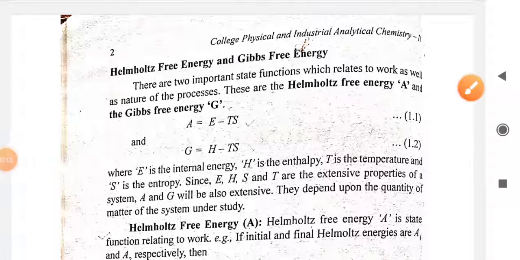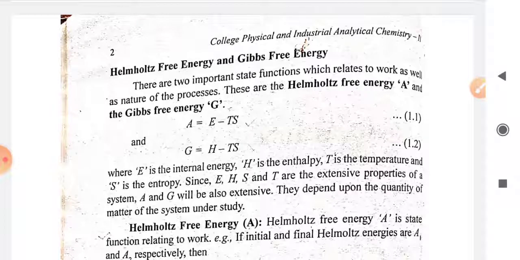So welcome back to the second lecture of physical chemistry, that is thermodynamics. Okay, chemical thermodynamics. In the previous lecture we saw the introduction to chemical thermodynamics and what we mean by system, what we mean by surroundings, and various types of systems. Now we will see the actual part of thermodynamics, that is Helmholtz free energy and Gibbs free energy.